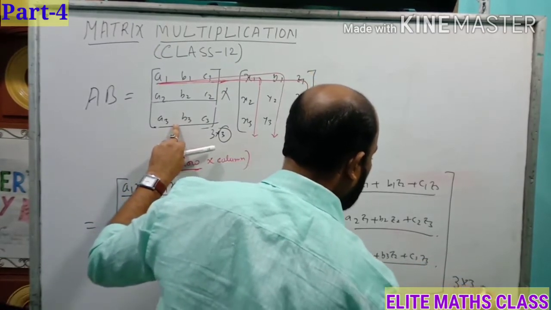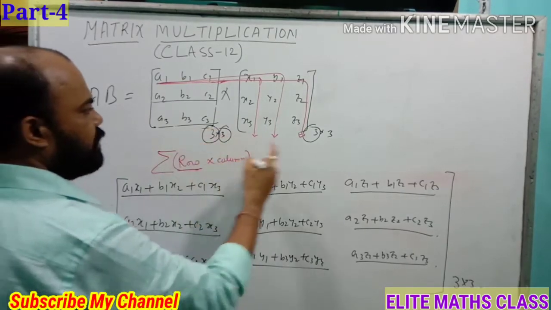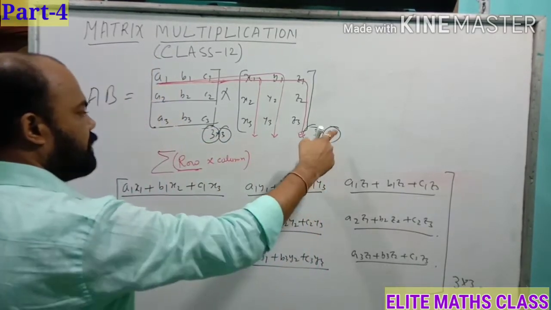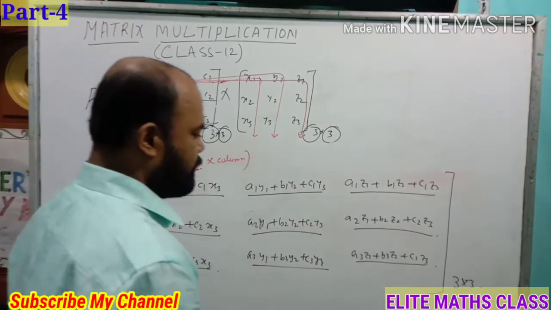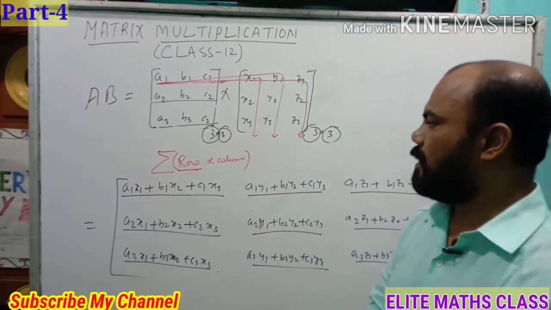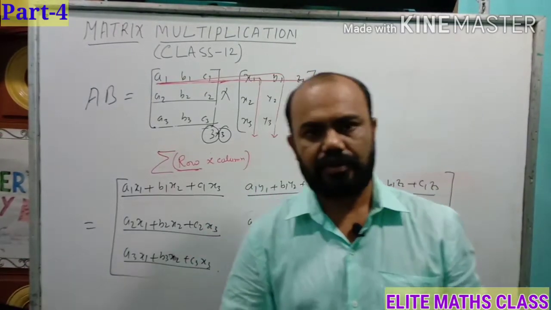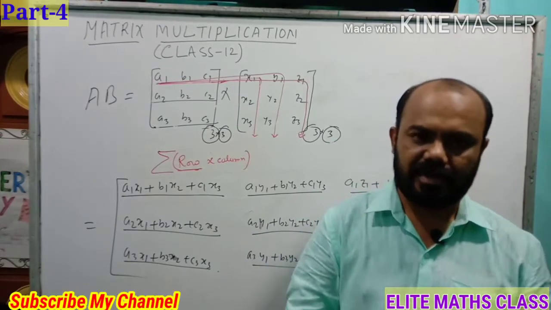So what is the order of the resultant matrix? It is 3 by 3. See the number here, it is 3, the number of columns in the second matrix is 3. This will be the resultant matrix. So this is the rule of multiplication, how to find the product. First, before finding the product, we have to check whether the two matrices are multiplicable or not.